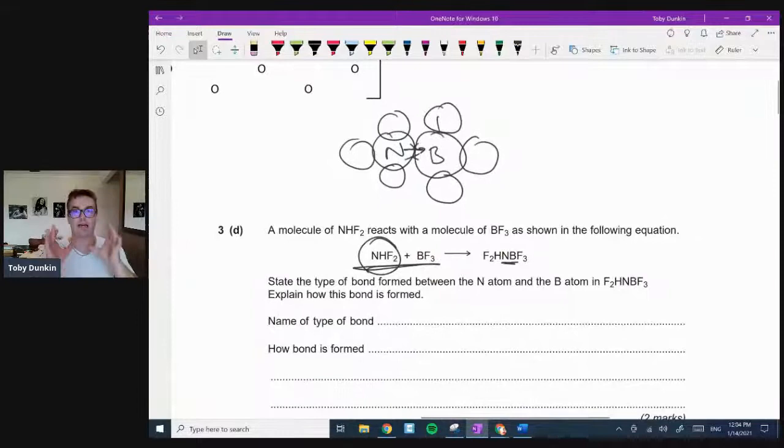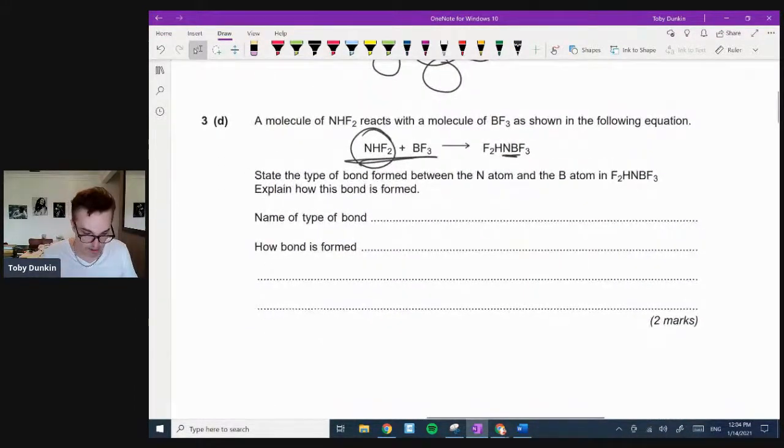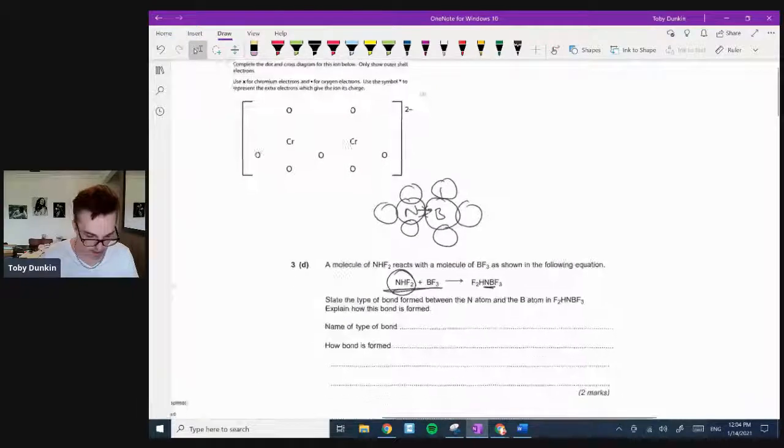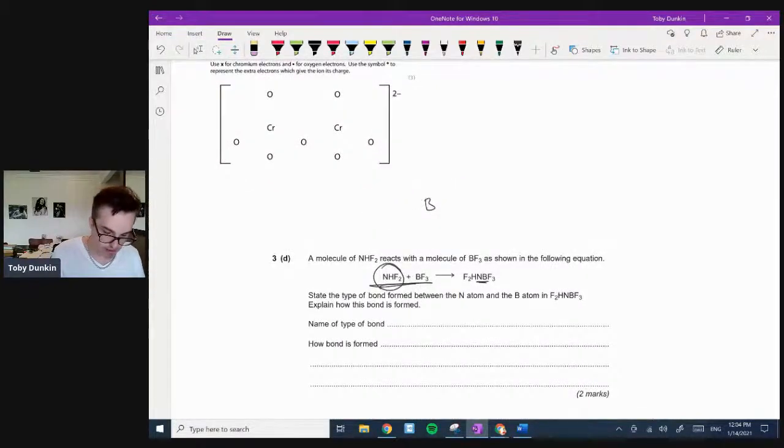I know this is tricky, guys. These are not easy questions. And then when it says explain how this bond is formed, both electrons in the bond came from the nitrogen. This takes practice, and you've got to do that in under 2 minutes. This is not easy, folks. These questions take practice, and I need you to be working on them. So trying to spot that.